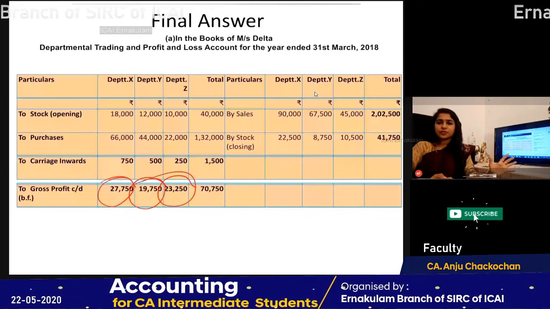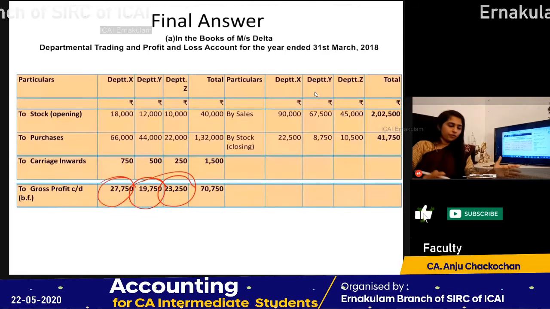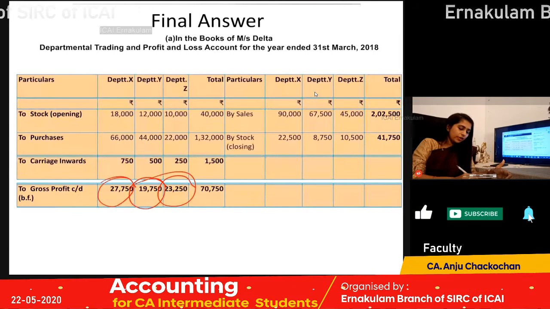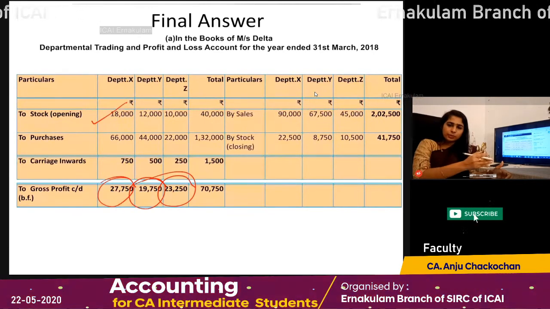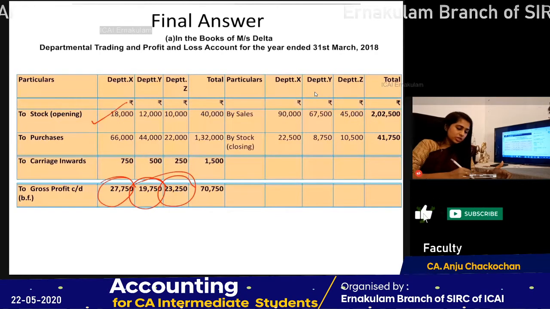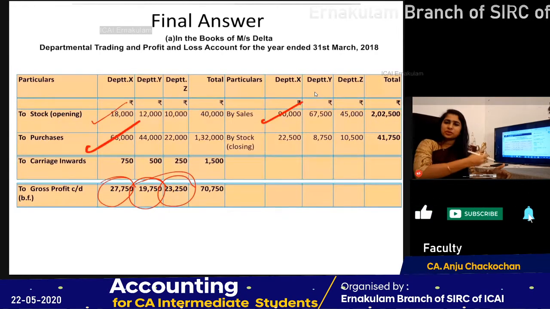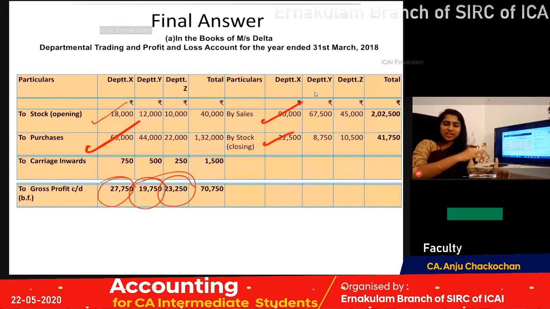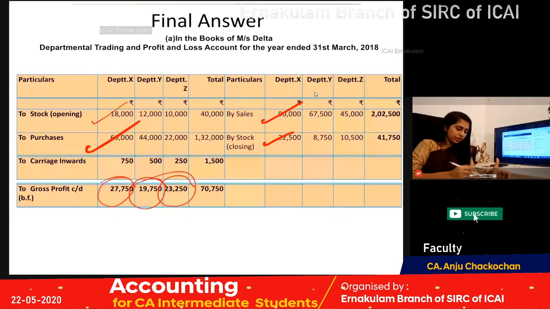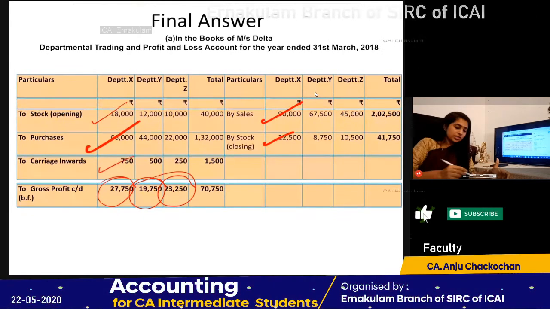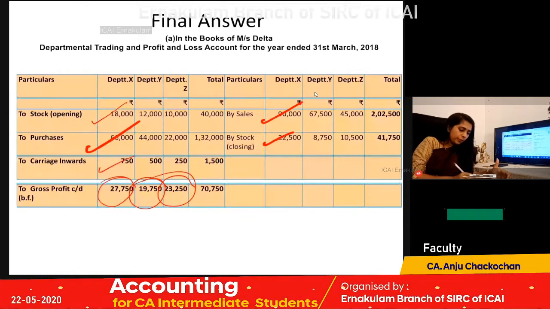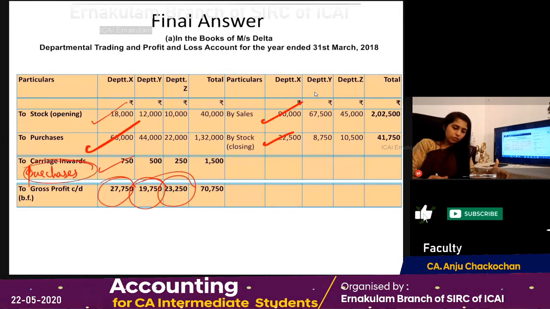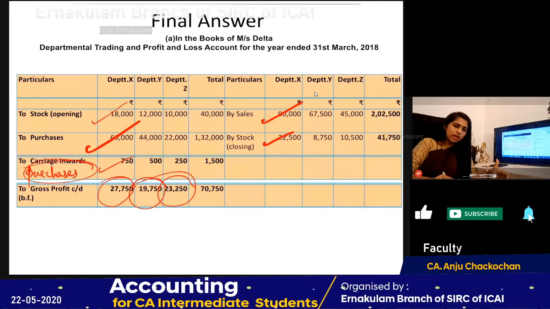This is the final answer for the gross profit. All right, so listen, the stock amount is straightaway given, for department X, department Y, and Z. Sales is also given, purchase is also given. You just have to take the figures from the question and post them over here. Carriage inwards, we allocated on the basis of purchases. And then you just have to balance. You get your gross profit. So this is the only task here.